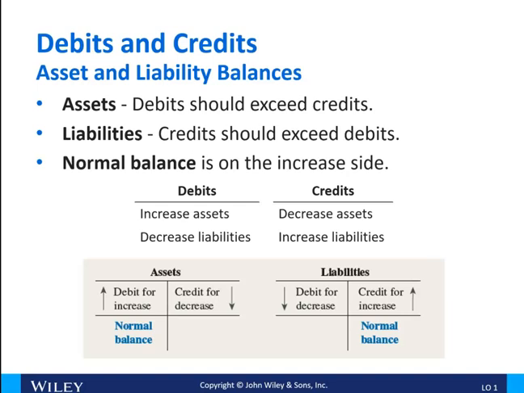Okay, and here's T account examples with that same information. Assets, a debit increases, the normal balance is debit. Liabilities, credits increase that account, and the normal balance is credit.